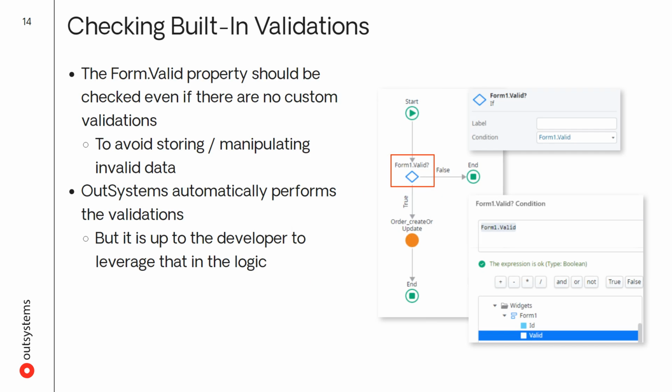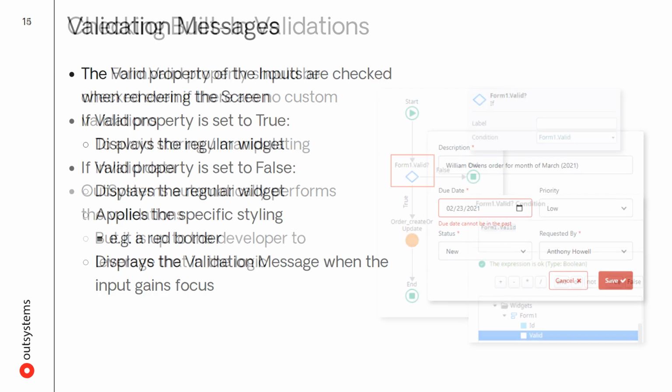This verification is also useful when we don't have custom validations. The built-in validations are performed automatically, but that only means that the valid properties of the corresponding input fields are automatically set. It is up to the developer to make sure those automatic validations are leveraged. Similarly to what happened in the custom validations, this final form verification makes sure that we only proceed in the logic if all the input fields are valid.